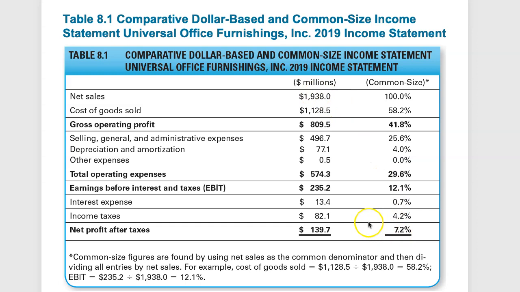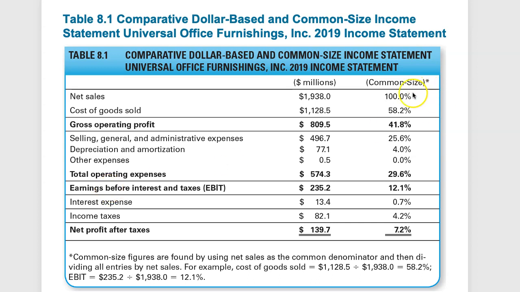And this is useful when we're comparing different years. Or if we make an assumption that revenues are going to double, we can pretty much follow this percentile format by multiplying the new revenues by each of these percentages to get a better idea where the total numbers are going to be next year. So this common size income statement helps us to get a better understanding of the company.